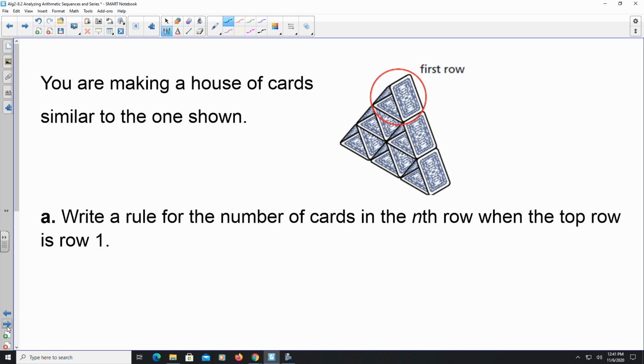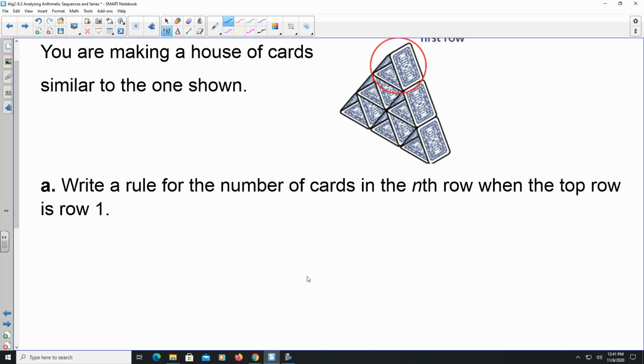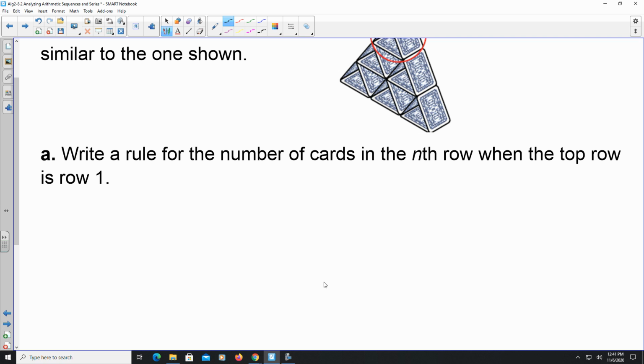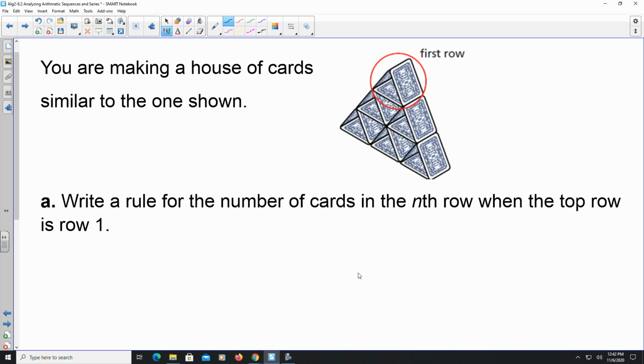Final example here, it says you are making a house of cards similar to the one shown. They're asking you to write a rule for the number of cards in the nth row when the top row is row 1. So like this row 1 here shows up as, looks like you're using 1, 2, 3 cards.